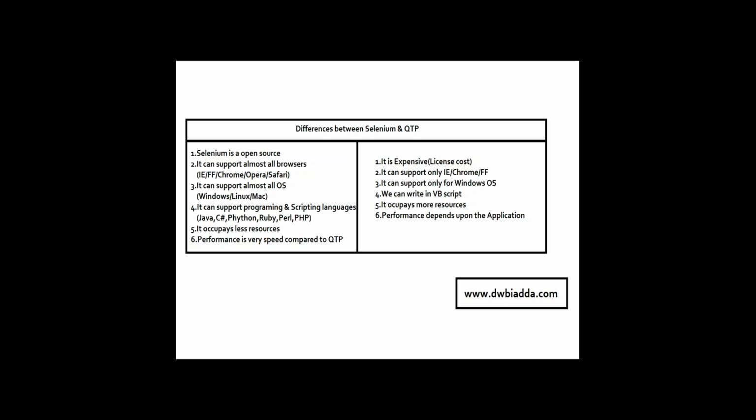And the fifth difference is that it occupies fewer resources. Selenium occupies less than 500 MB. That means it will occupy very little system memory. But whereas QTP occupies more resources. In order to install QTP, it will take nearly 1.5 GB, so it occupies more memory.